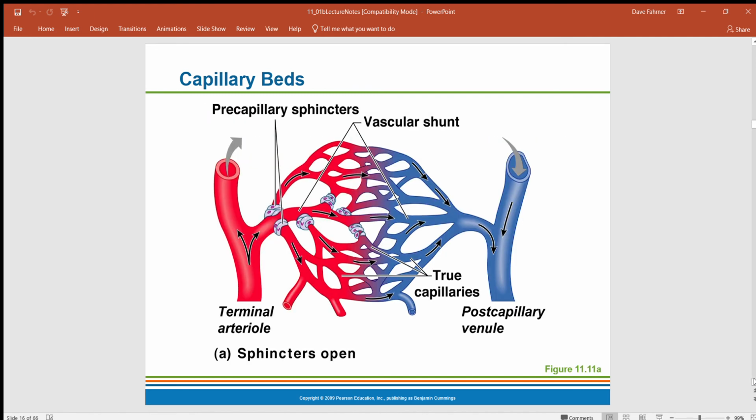This is a good picture of the differences between the different components of a capillary bed. You can see over here you have the smallest of the arteries, which is an arteriole. The arteriole would then branch into an area where we're going to serve a certain amount of tissue.